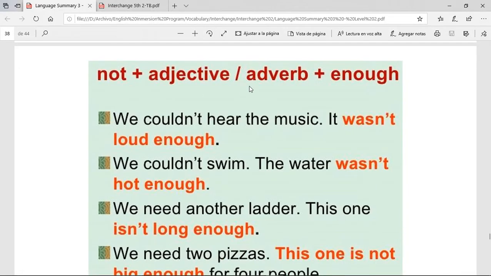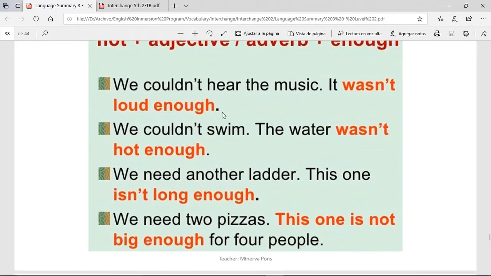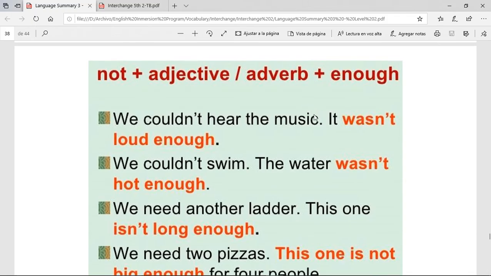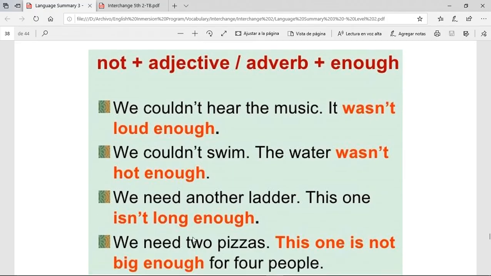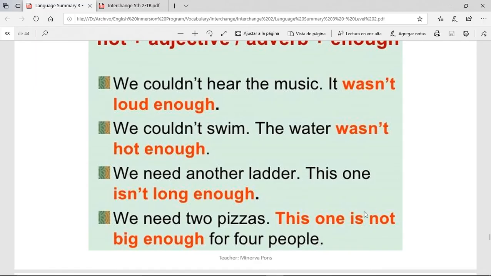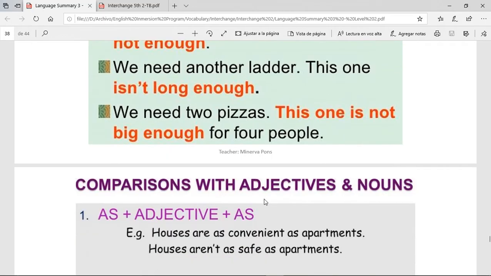Let's see. Not plus adjective and adverb plus enough. We couldn't hear the music. It wasn't loud enough. Okay? We couldn't swim. The water wasn't hot enough. All of these are still evaluations. We need another ladder. This one isn't long enough. Okay? We need 2 pizzas. This one is not big enough. Very good. So all of these are evaluations.